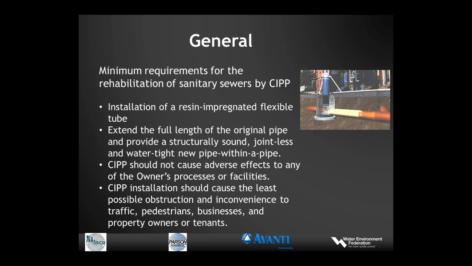Minimum requirements for the rehabilitation of sanitary sewers by CIPP. That's the general idea. And this is through the installation of a flexible resin-impregnated tube that must extend the full length of the original pipe. And the objective is to provide a structurally sound, jointless, watertight, new pipe within a pipe.